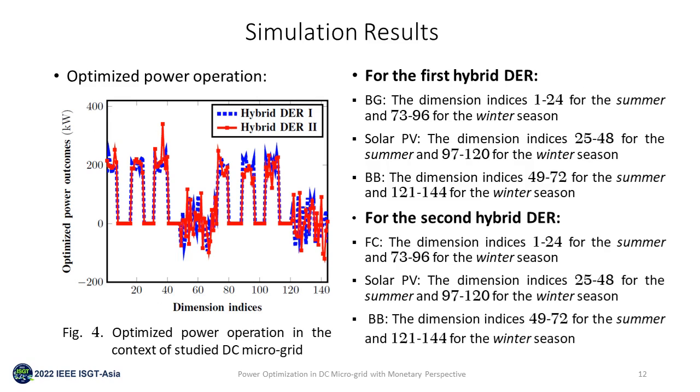Simulation results, which have been obtained through the MATLAB editor environment. Figure 4 presents the optimized power operation for the first and second hybrid DERs. Here, the dimension indices on the x-axis tell how the biomass gasifier and other distributed energy resources contribute in the optimized power outputs.